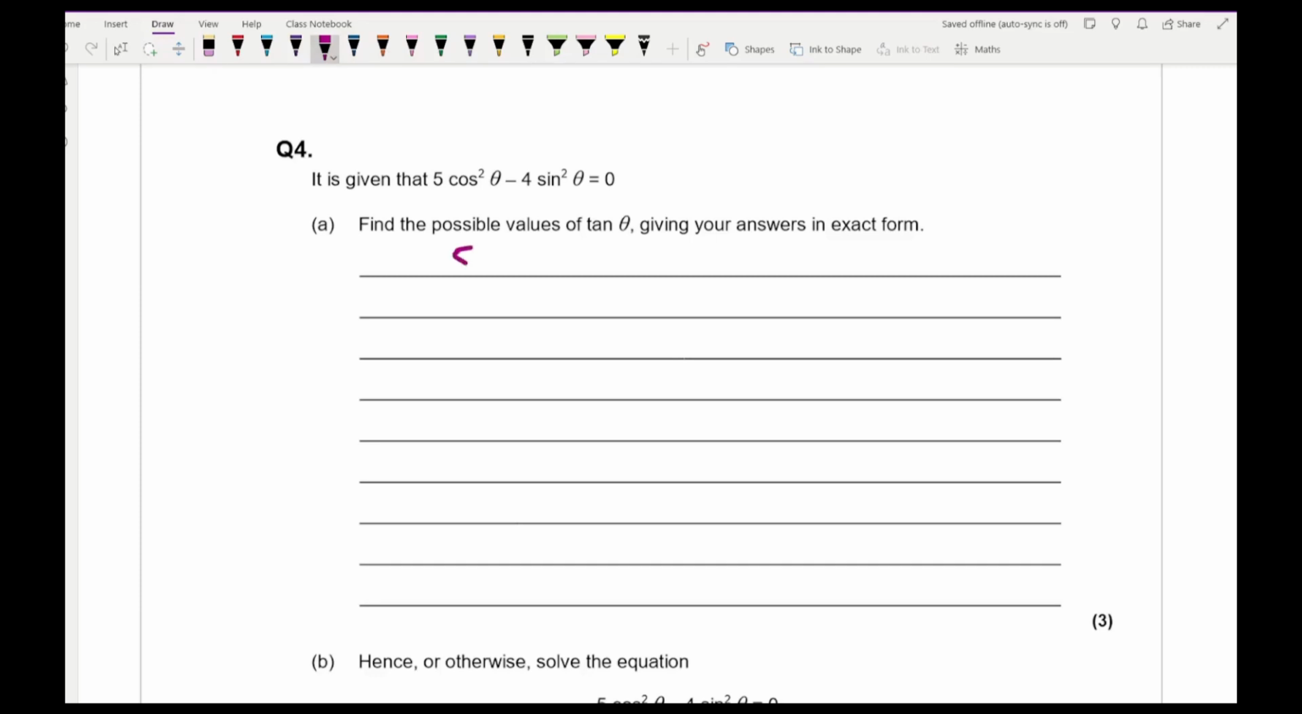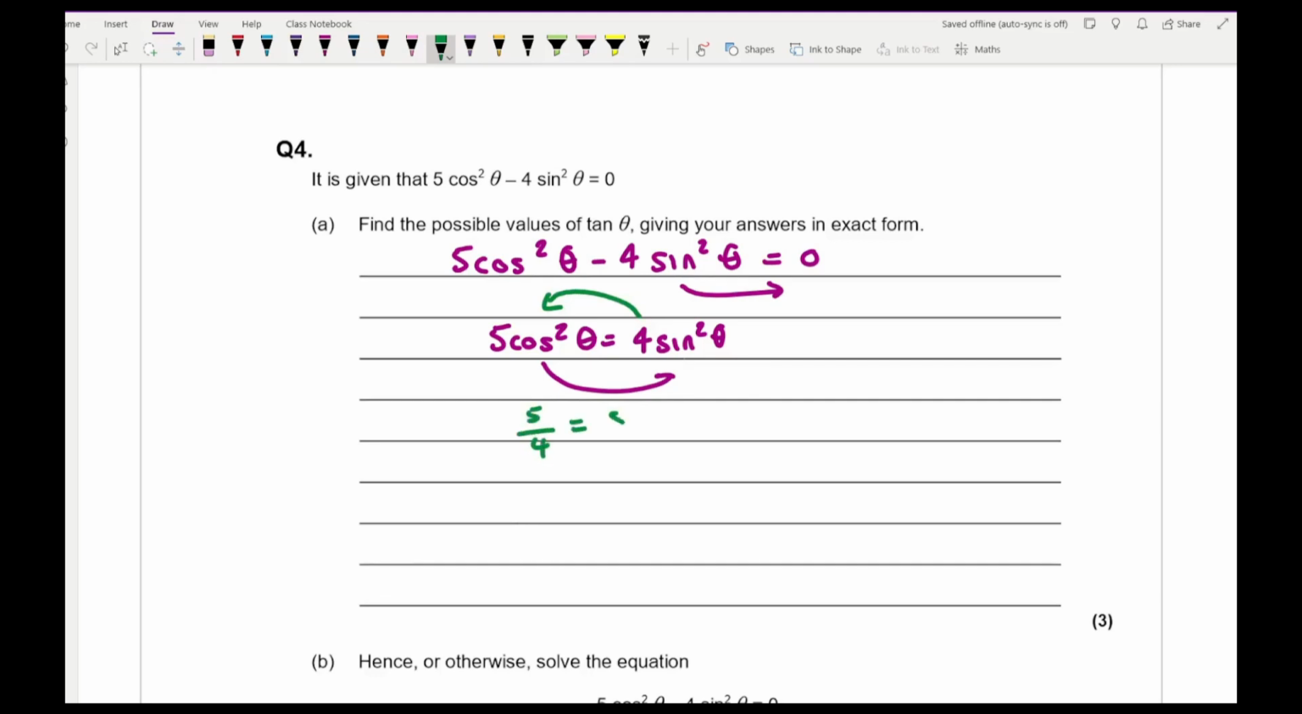So here, if I just write down the equation of 5 cos squared theta minus 4 sine squared theta equals 0. Take this over to the other side, so we end up with 5 cos squared theta equals 4 sine squared theta. Then take the cos squared over to the other side and the 4 over to the other side, and what we'll end up with is 5 over 4 equals sine squared theta over cos squared theta. Then from this, we know that sine squared theta over cos squared theta equals tan squared theta, so 5 over 4 equals tan squared theta.